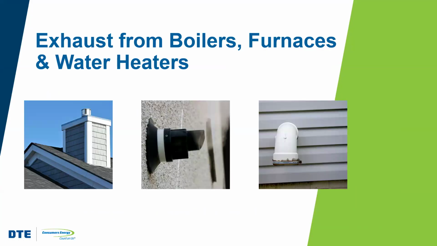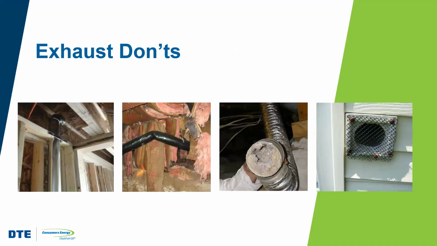We also need to give some consideration to exhaust from our furnaces and boilers and water heaters. These are other areas where we are exhausting air from the home, and that will also impact the ventilation balance in the home. So when we talk about having that balanced approach, we want to make sure that we're accounting for the exhaust that we have from these other appliances. Some of the things that we want to make sure that we don't do as we're exhausting air, right? We want to make sure that those dryer vents are as straight as possible, that they don't have too many 90-degree bends, and that they vent directly to the outdoors.